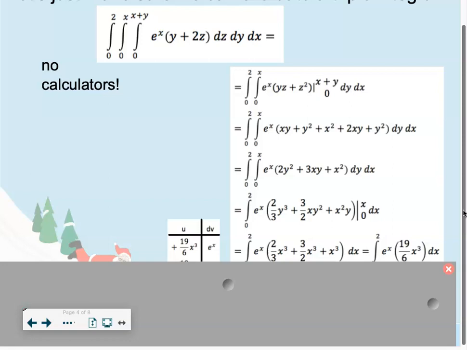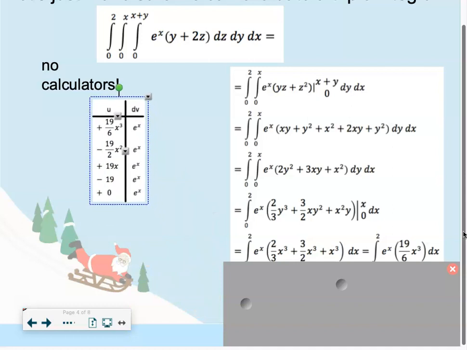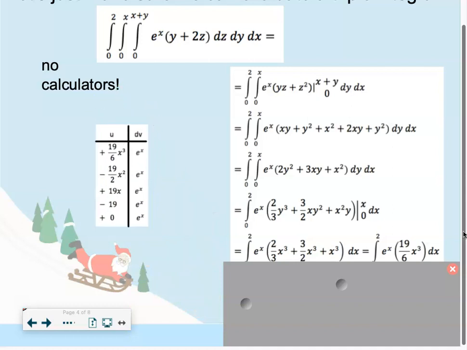How do we anti-differentiate an e times a polynomial? What method? Tab. So in case you've forgotten tab method, now I don't know why I put the 19/6 in with it. You really don't have to. But apparently that's where my head was at the time. Okay. All right.